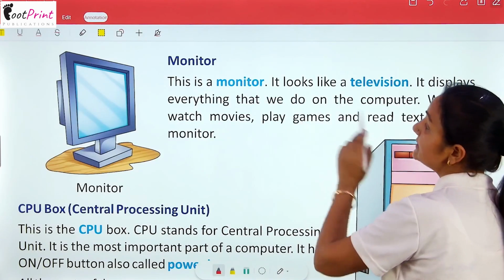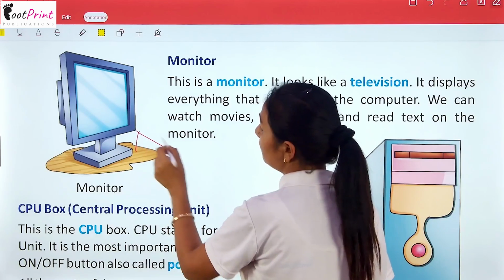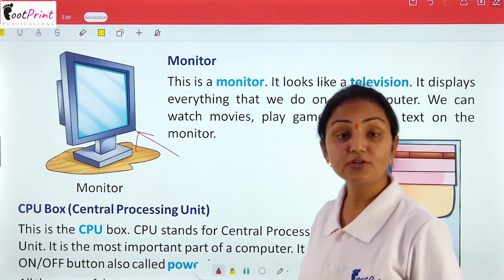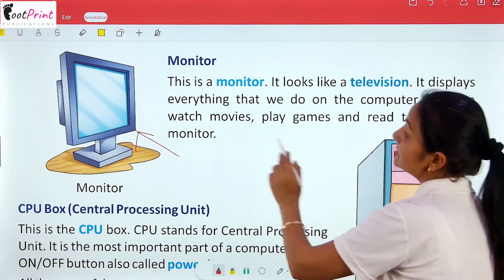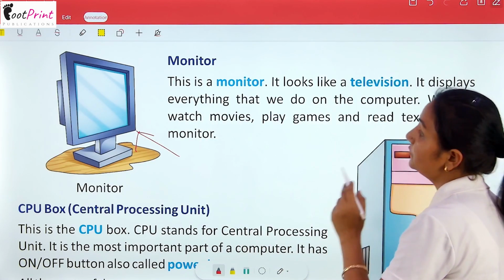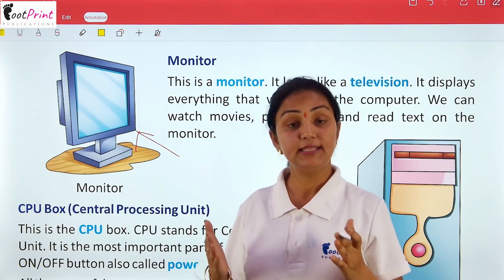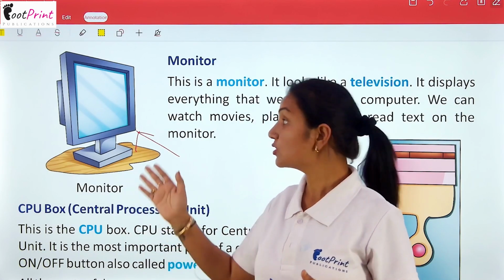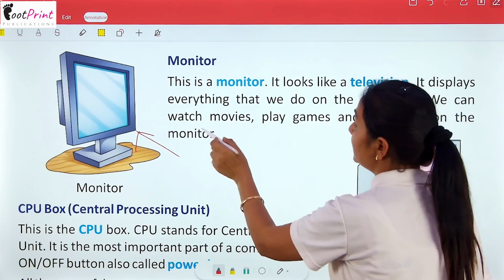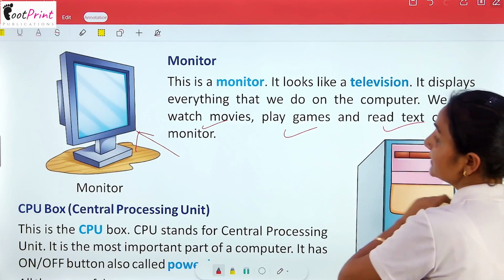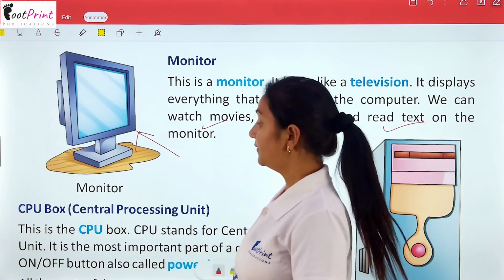Okay students, now we are going to learn in brief about these 4 parts. Monitor. This is a monitor, it looks like a television. Students, this is the monitor. And it absolutely looks like a television, right? It displays everything that we do on the computer. Whatever commands and instructions we give to the computer, the results will show on the monitor. We can watch movies, play games and read text on the monitor. We can do these activities on the monitor, right?